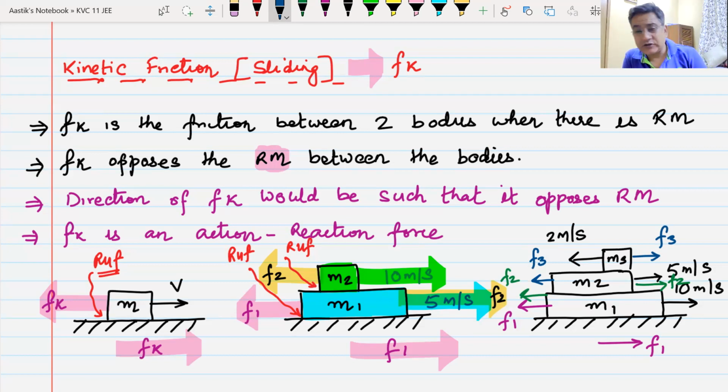In the next class, we'll try to see about the magnitude of kinetic friction. Once you understand the magnitude, once you understand the direction, everything else becomes very simple.